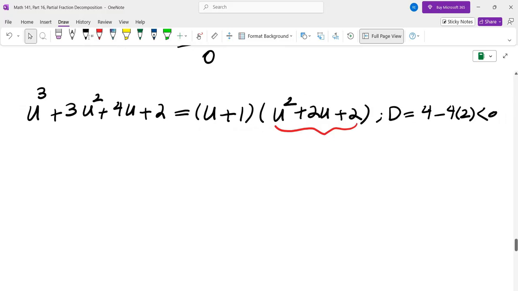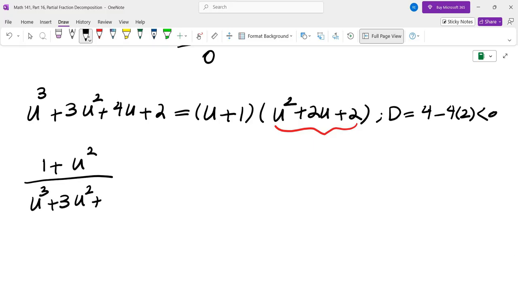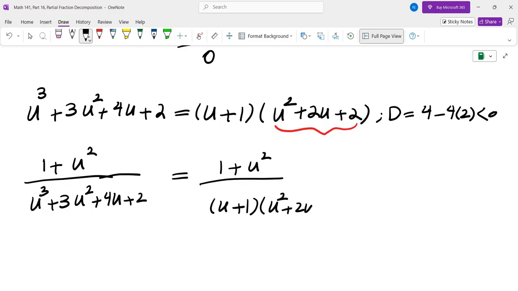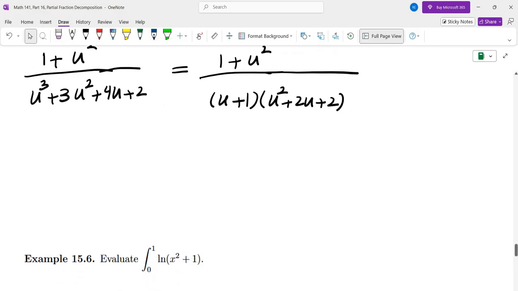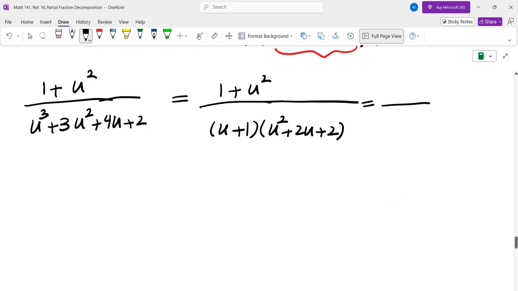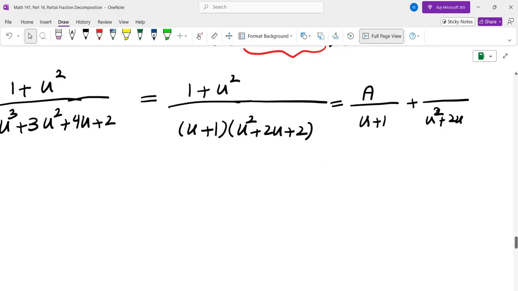So we can start with (1 + u²) / (u³ + 3u² + 4u + 2). We wrote it down as (1 + u²) / ((u + 1)(u² + 2u + 2)). So now we can use the partial fraction decomposition. Now the denominator has two pieces. One of them is u + 1 and the other one is u² + 2u + 2.